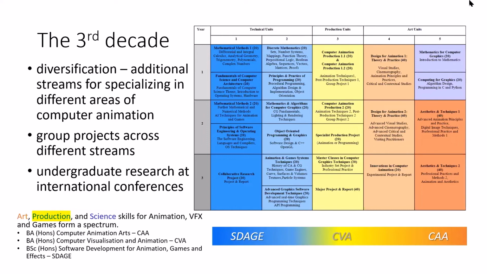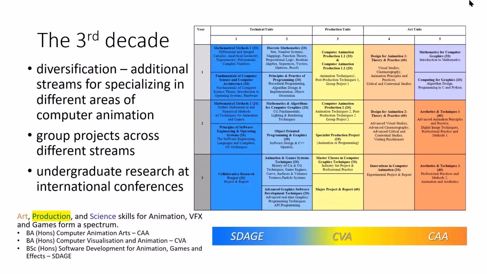If you do columns 5, 4, and 3, you become an artist that's exposed to computers and has done production work with computers. And if you do columns 2, 3, and 4, then you become a technical director. So that's a computer visualization animation course. So this is really the continuation of the first undergraduate degree that we've done.